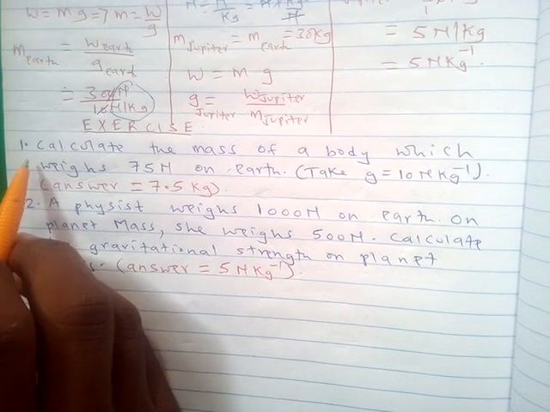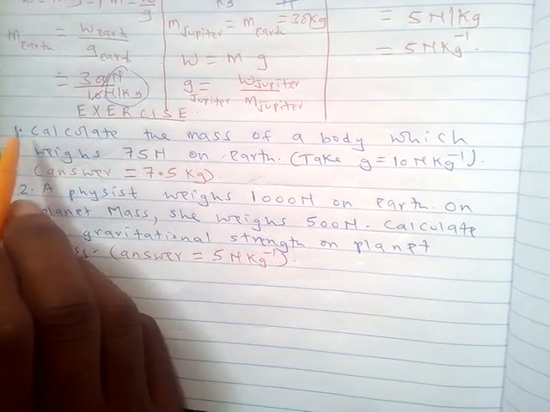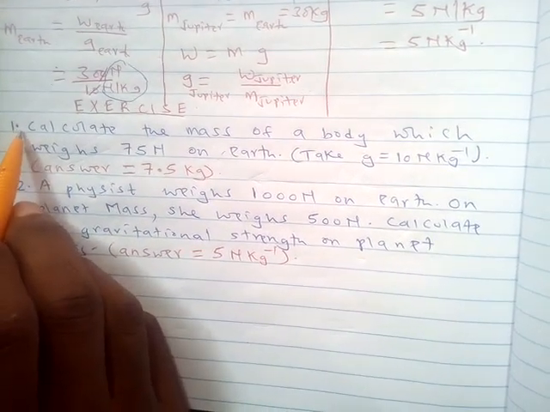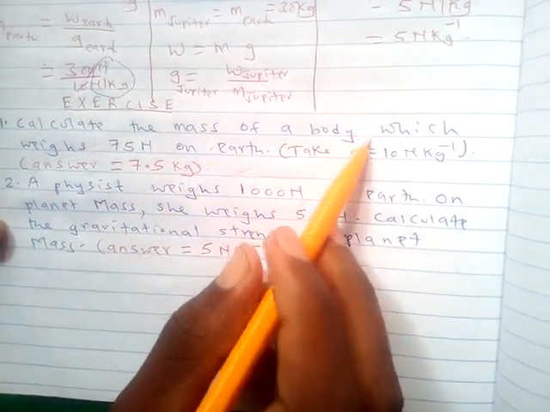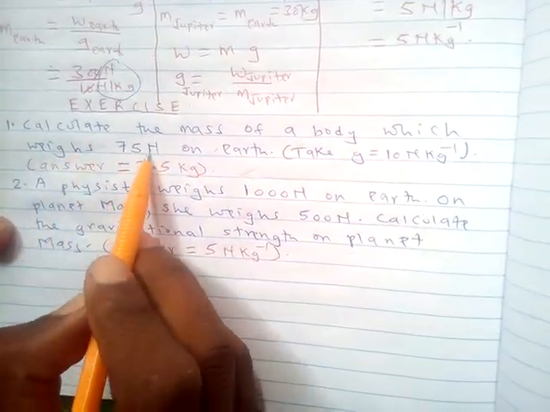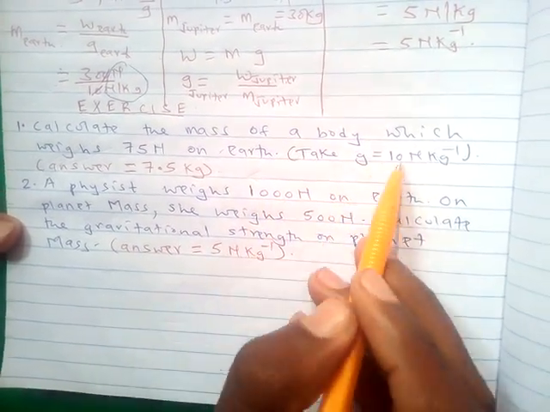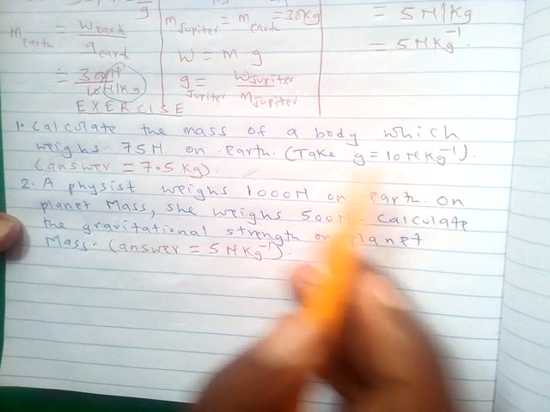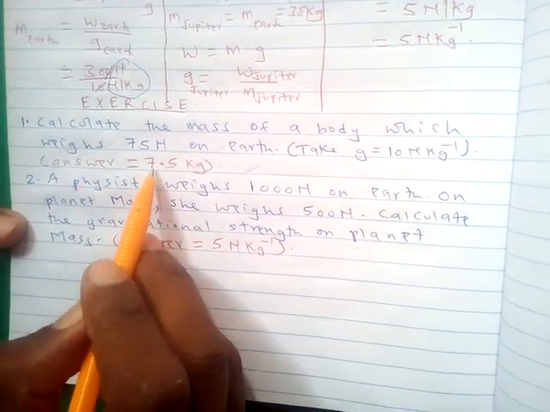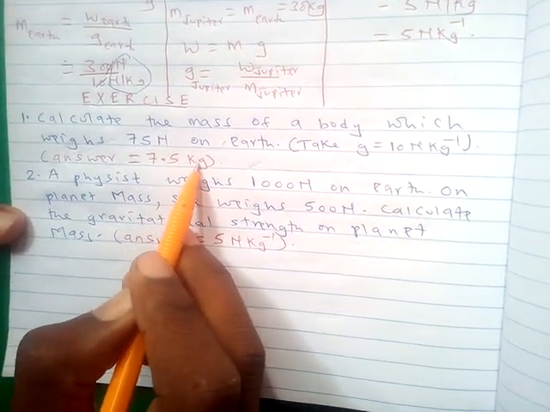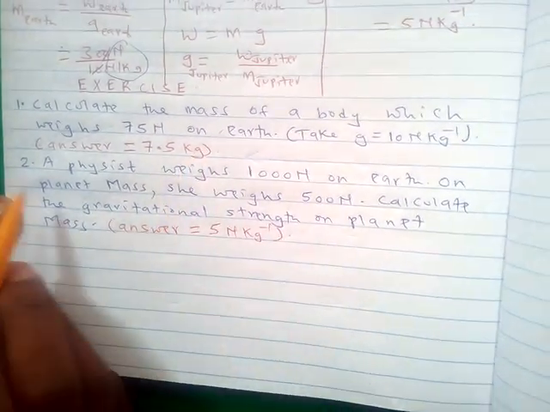In case it is not clear, I'm going to read it here for you. The first exercise reads: calculate the mass of a body which weighs 75 Newton on Earth. Take g equals 10 Newton per kilogram. I've worked it out and found the answer as 7.5 kilograms. So try working it out and see whether you get the same.